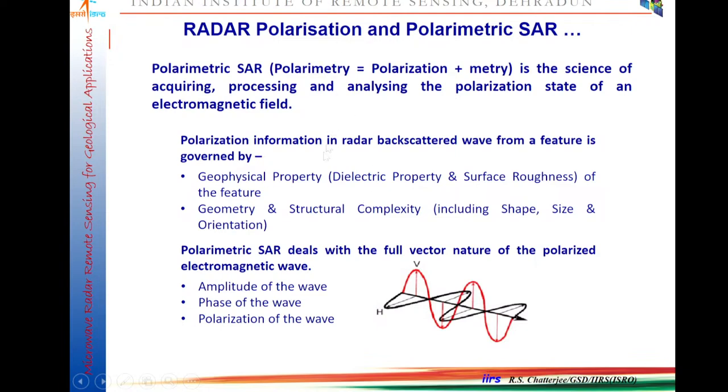So that is, you will get from where? You will get from polarimetric SAR. Now see, in case of polarimetric SAR, it represents the full vector nature of the polarized electromagnetic wave. Why? Because it has the amplitude of the electromagnetic radiation, it has the phase information as well as the polarization information of the wave. So all these three information you have together, and it gives the complete information about the electromagnetic wave.